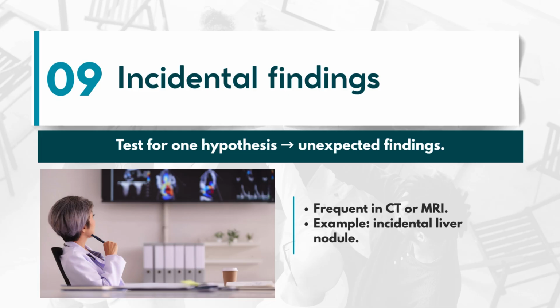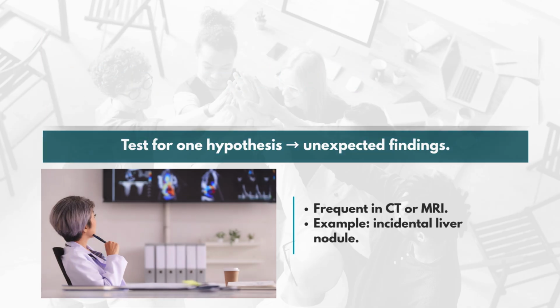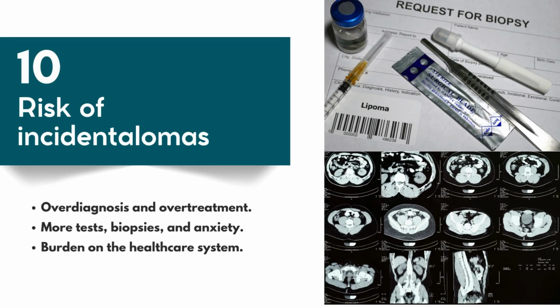Sometimes, when performing a diagnostic test for a specific hypothesis, unexpected findings appear, called incidentalomas. They are very common in CT or MRI scans. A typical example is discovering a liver nodule on an abdominal CT ordered for abdominal pain. The problem with incidentalomas is that they can lead to overdiagnosis and overtreatment. This means more tests, more biopsies, more anxiety for the patient, and overload for the healthcare system, without necessarily changing the prognosis.